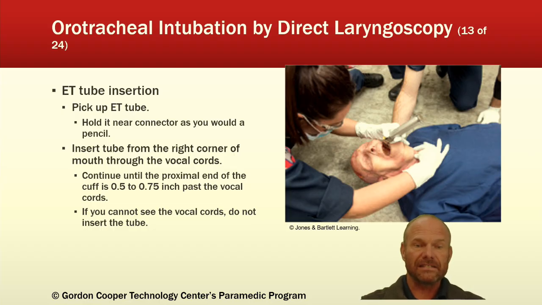So you want to be seeing this the entire time. Now, once you've done that and you advance the tube into the proximal end of the cuff, it is positioned about 1/2 inch to 3/4 inch, 1 or 2 centimeters, past the vocal cord. So once you see the vocal cords, you pass the tube through. You want to continue on about 1/2 to 3/4 inch to secure it, and make sure that you do not insert the tube if you can't clearly see the vocal cords. Blind insertion is not a great idea most of the time. Risk misplacement into the esophagus.